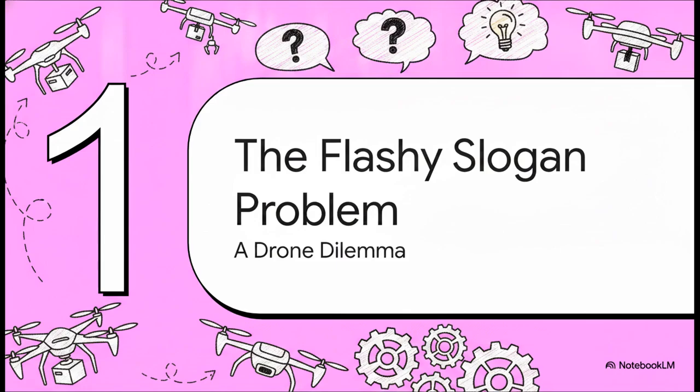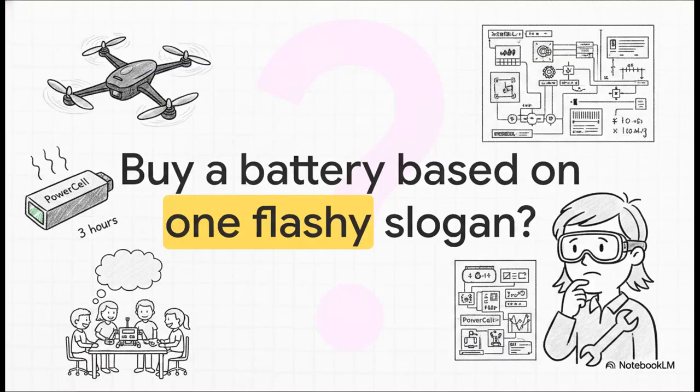Section 1. The flashy slogan problem, a real-world drone dilemma. So, picture this. Imagine you're an 8th grader. Your robotics team is gearing up for a massive competition, and you desperately need a new battery for your drone. You're weighing your options, and one supplier, PowerCell, is practically shouting from the rooftops with an ad that screams, longest runtime up to 3 hours, right? Would you buy a drone battery based on one flashy slogan?